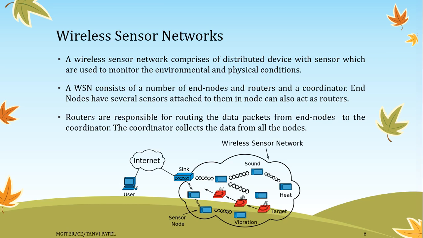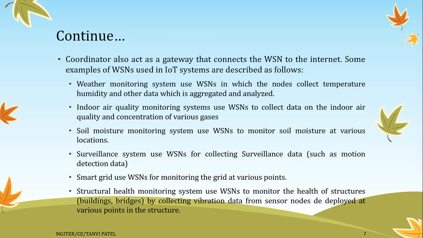Here in the figure you can see how the wireless sensor network works. The coordinator also acts as a gateway that connects the wireless sensor network to the internet. Some examples of wireless sensor networks used in IoT systems are described as follows. Weather monitoring systems use wireless sensor networks in which the nodes collect temperature, humidity and other data which is aggregated and analyzed. Indoor air quality monitoring systems use wireless sensor networks to collect data on the indoor air quality and concentration of various gases.